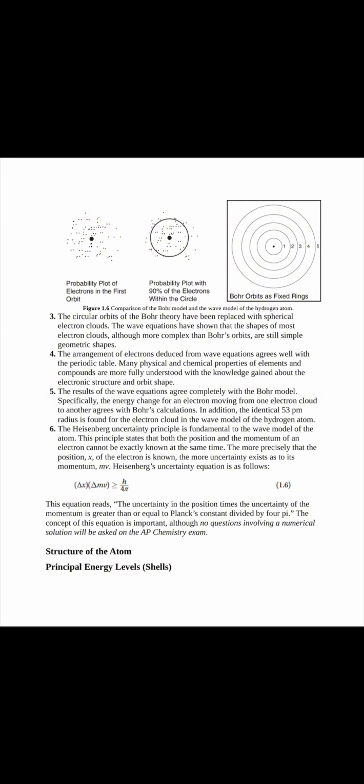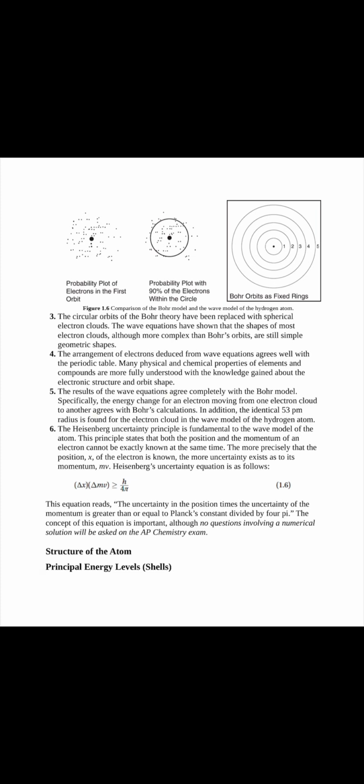Mathematically, this is expressed as change in position multiplied by change in mass times velocity is greater than or equal to Planck's constant divided by 4 pi. This equation reads, the uncertainty in the position multiplied by the uncertainty in the momentum is greater than or equal to Planck's constant divided by 4 pi. The concept of this equation is important, although no questions involving a numerical solution will be asked on the AP Chemistry exam.